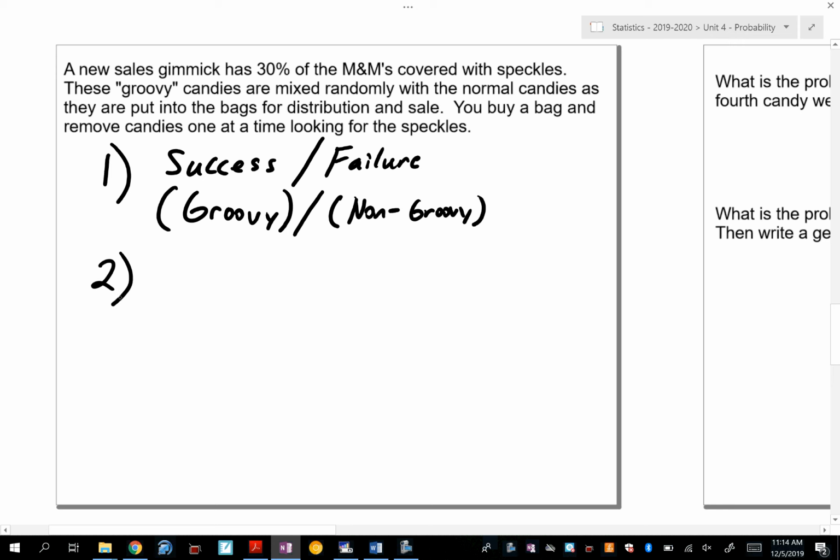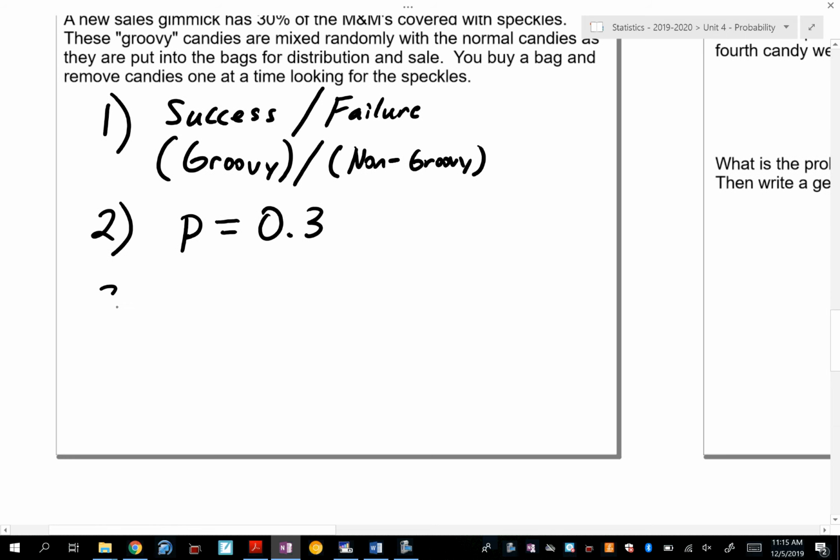Number two. Do we have a constant probability of success? We do. What is it? It's the 30%, so P equals 0.3. We have a constant P. What's the third thing? Trials are independent.